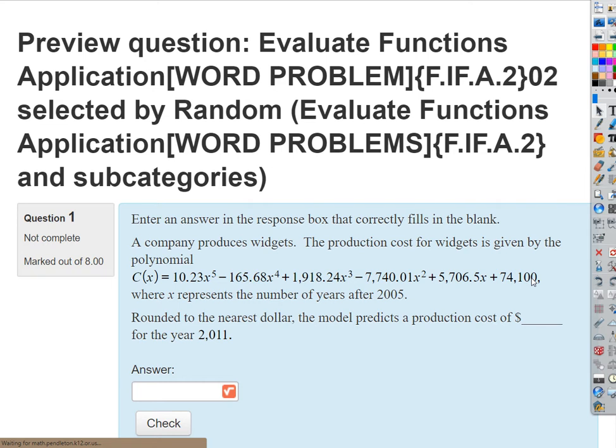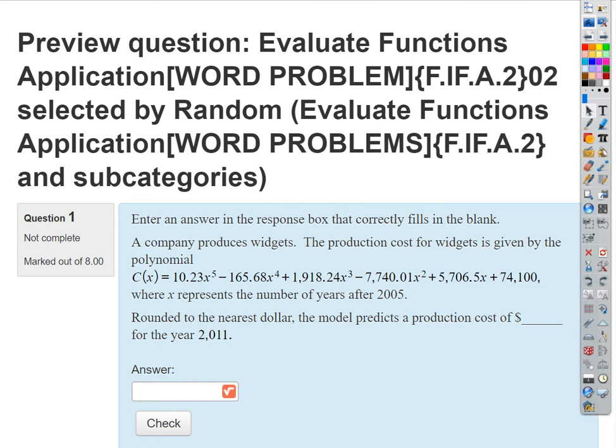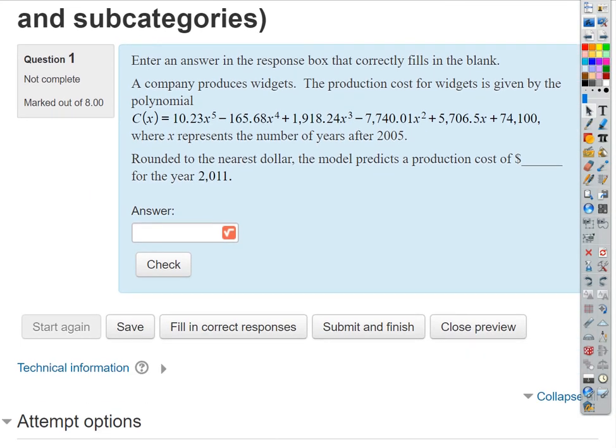So in a problem like this, if we're trying to figure out what this model for production costs predicts for the year 2011, what value of x is represented by 2011? 6, okay, because we're looking at the number of years since 2005. So this corresponds to x equals 6, right? So what we're really doing is evaluating C of 6 to see what that gives us. What's that mean? Well, we're just plugging a 6 in for all the x's.